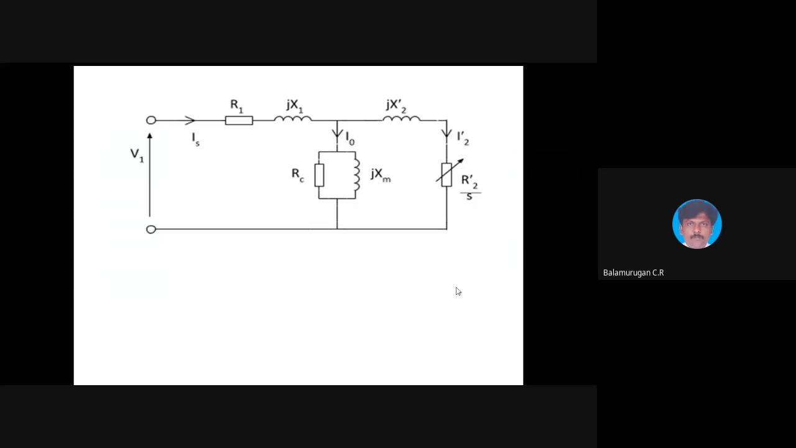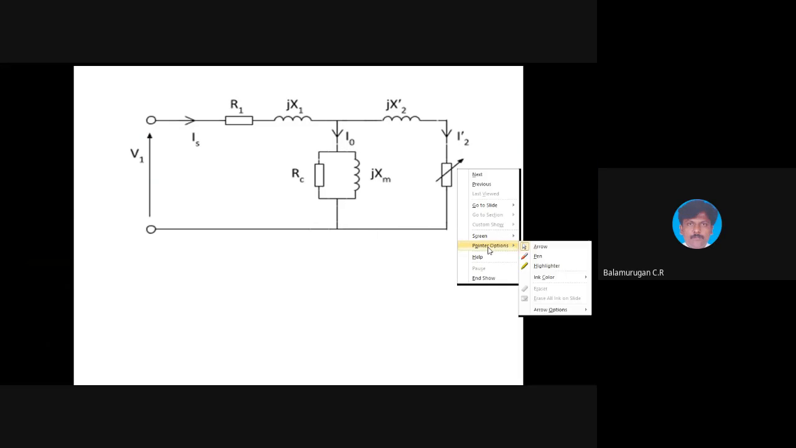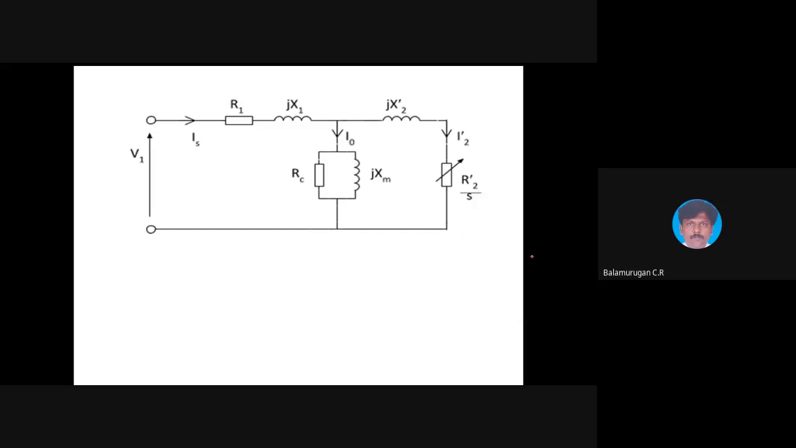What is the role of this circuit? From this, what can you find? What is the need of this circuit, or what is the name of this circuit? From this circuit, what parameters can you calculate? Why is it mentioned as I naught, no load? What parameters can you calculate in the no load? What type of loss can you calculate? We will have different losses, no?